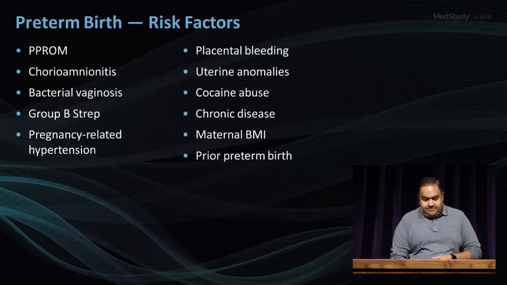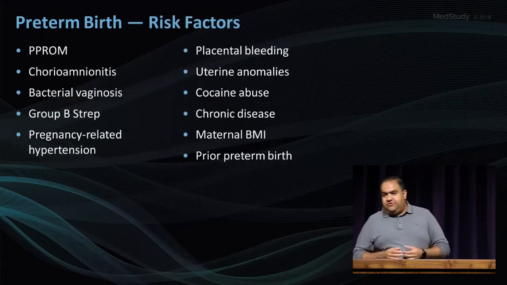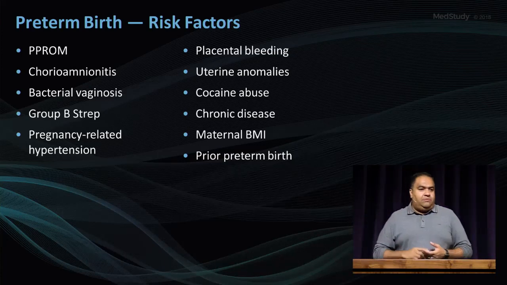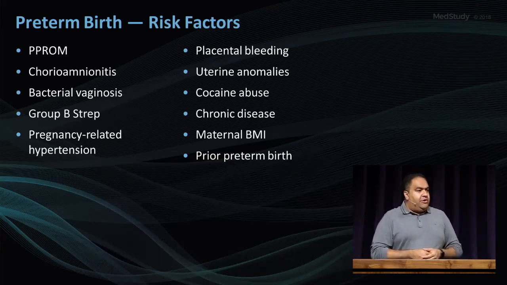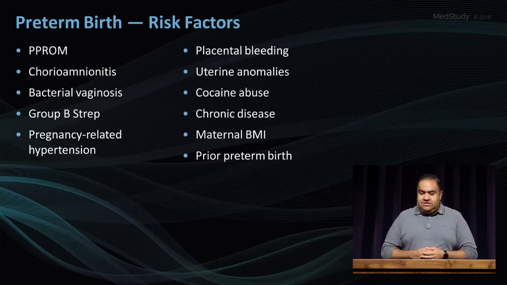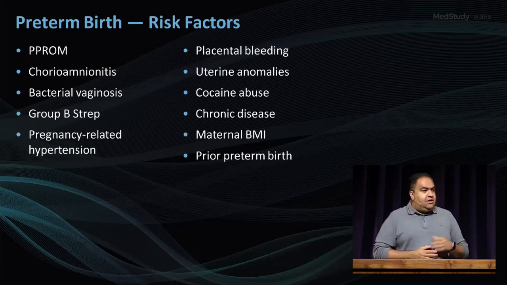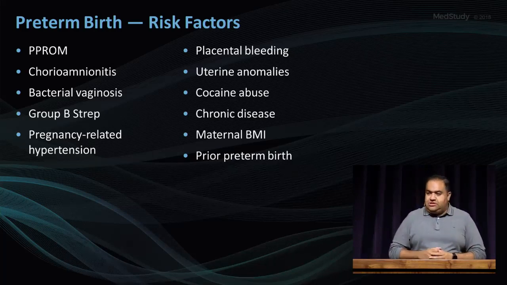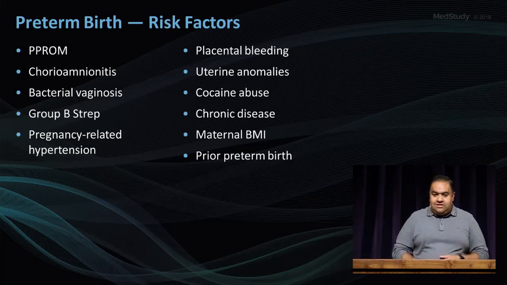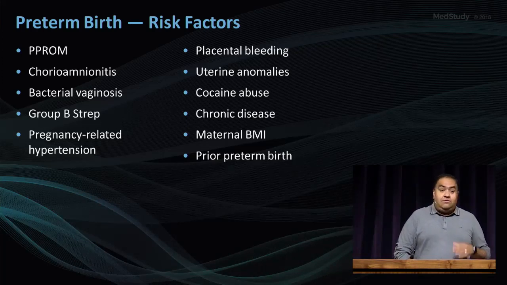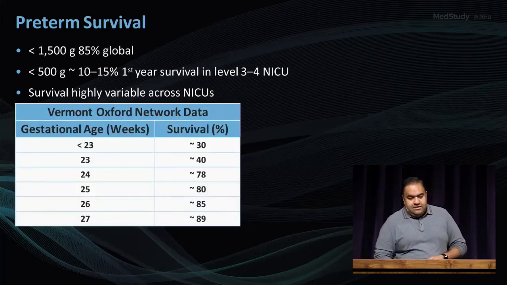fetal side. And so risk factors for premature birth: prolonged premature rupture of membrane, chorioamnionitis, bacterial vaginosis, group B strep infection, pregnancy-related hypertension, placental bleeding, uterine anomalies, cocaine abuse, chronic disease, maternal BMI that is very elevated, or prior preterm birth, which puts you at a higher risk of having another premature infant.